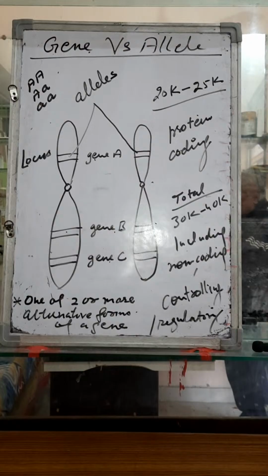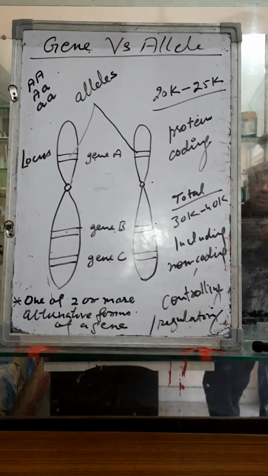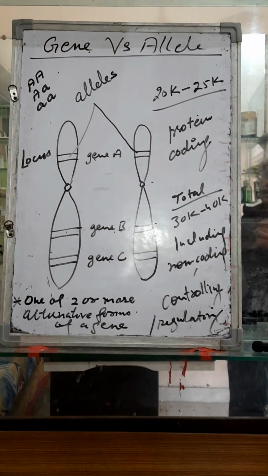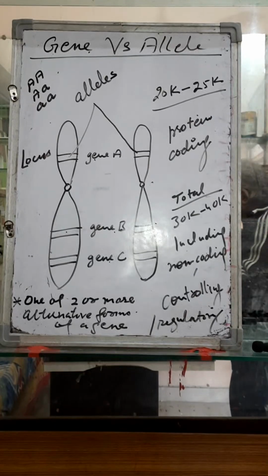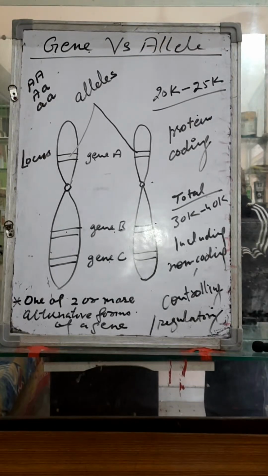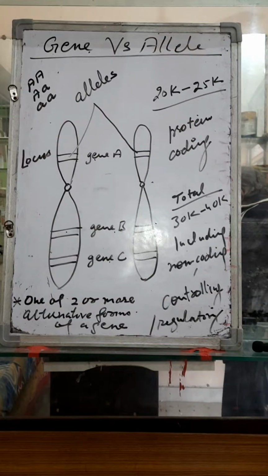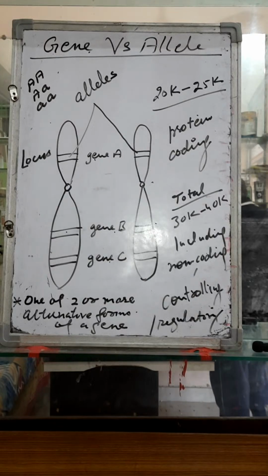So, my dear students, before we understand the difference between a gene and an allele, let us understand what genes are. What are genes? Genes are the specific segments of the chromosome present on DNA, and DNA is a part of the chromosome.